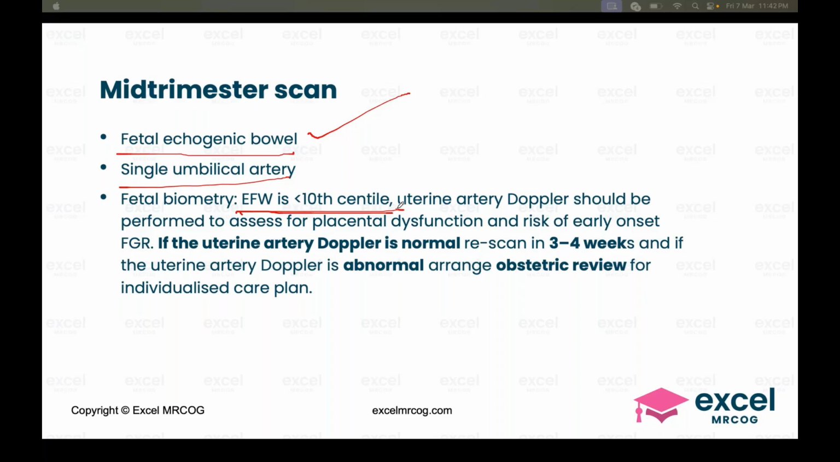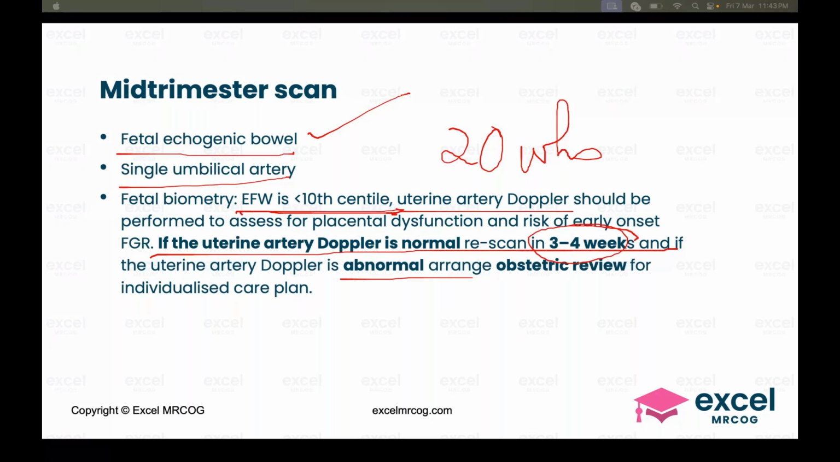Normally you don't do uterine artery Doppler for all women unless they have very high risk. Okay, so you don't do uterine artery Doppler, but on that scan, on the 20-week scan or the growth anomaly scan, you note that EFW is less than 10th centile. That means something is abnormal. You do the uterine artery Doppler to assess for placental dysfunction. Okay, and if the uterine artery Doppler then is normal, you scan again in 3 to 4 weeks. And if the uterine artery Doppler is abnormal, you could ask an obstetric review for this patient.